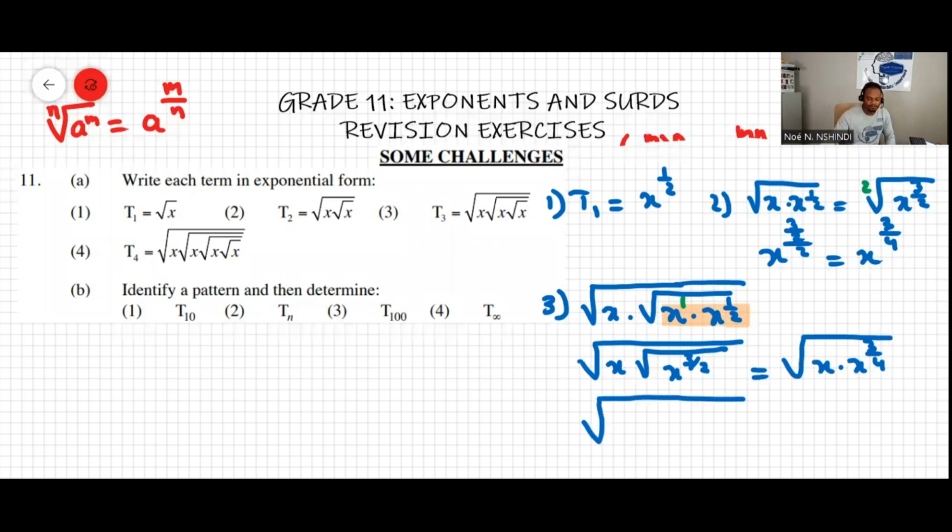Okay, because there's an invisible exponent 1 there, we can do 1 plus 3/4 is equal to 7 over 4. So that makes x to the 7 over 4. And applying this law, it's going to be x to the 7 over 4 all over 2, which makes x to the 7 over 8.